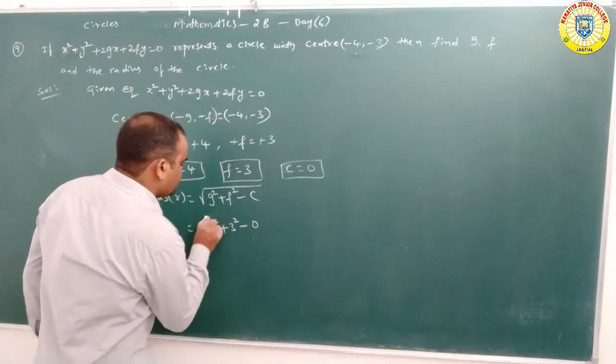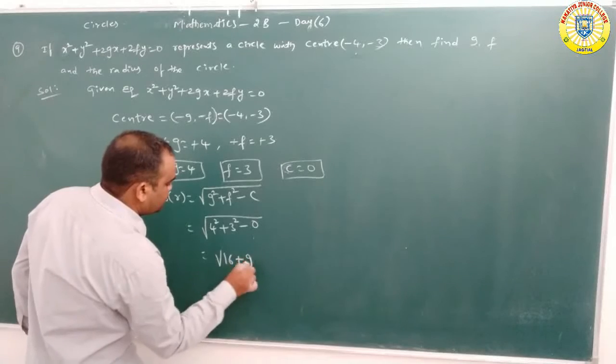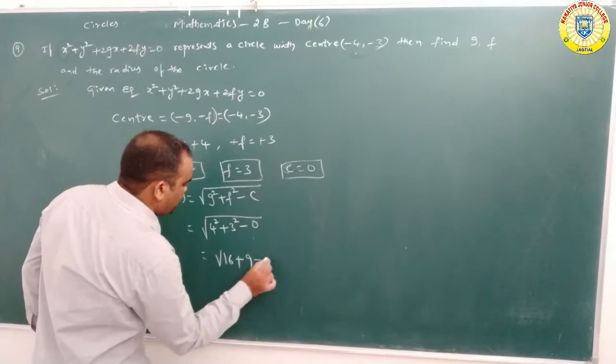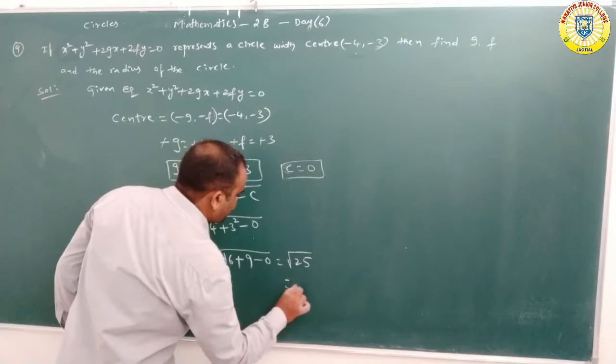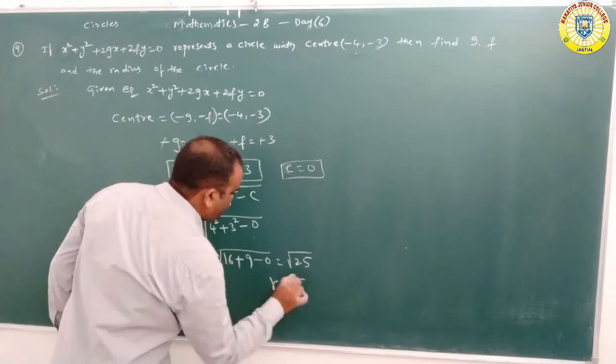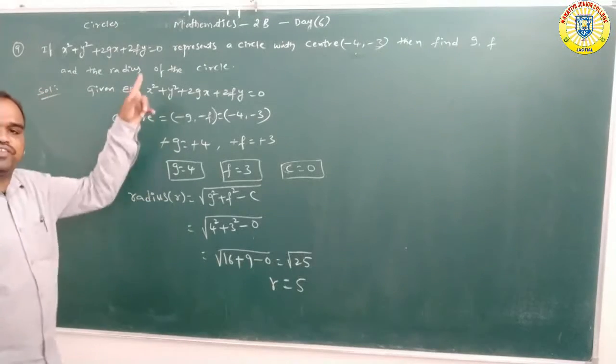The radius is the square root of 4 square, which is 16, plus 3 square, which is 9, minus 0. 16 plus 9 is 25. Here also the radius equals 5 units. The radius is 5.